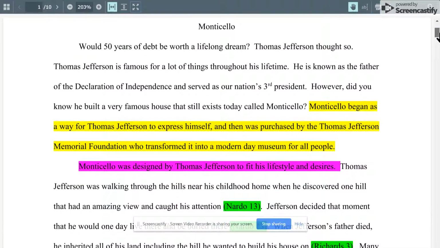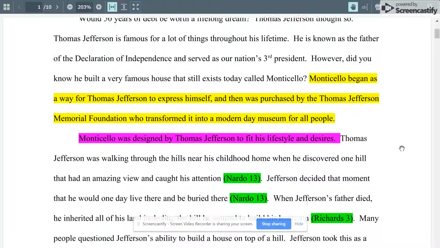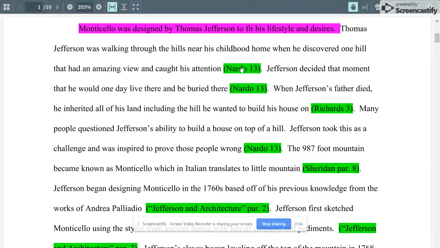Here is her text of her paper. She has an introductory paragraph. Now here is her first body paragraph. She has a topic sentence here, and she has citations. The first piece of information she used came from a source that she calls Nardo 13.